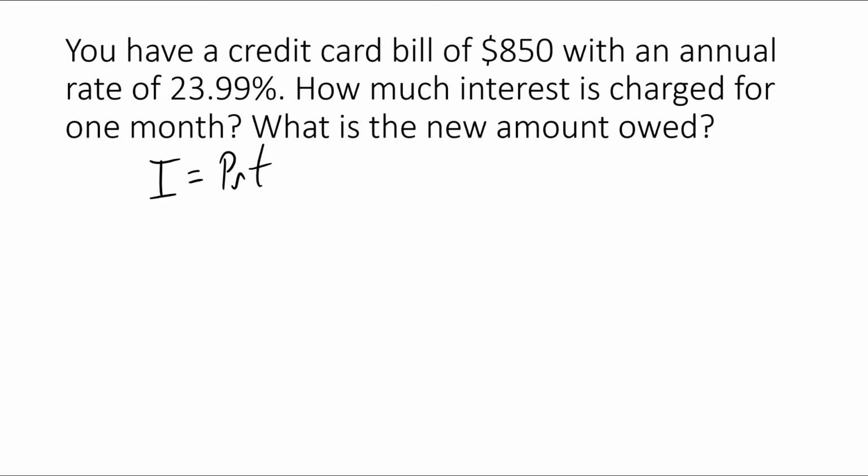And so, I is what we're solving for. P is the principal, that's the starting amount, so that would be your credit card bill, $850. Times R, where R is the rate as a decimal, so that's 0.2399 instead of 23.99. And we want to know how much interest is charged for 1 month. And so time, we don't want to put 1, because remember time is in years. So if we put 1, that's 1 year. Instead, we'll put 1/12. So a month is 1 out of 12.